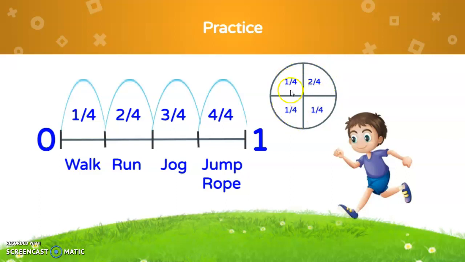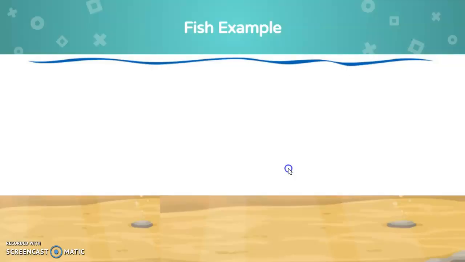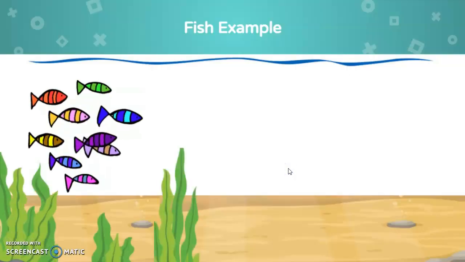When this one is filled up, we have 3/4 filled. And when this one's filled up, we have 4/4 filled. And having all of them filled equals our 1 whole circle. Okay, let's think about our fish model from yesterday.